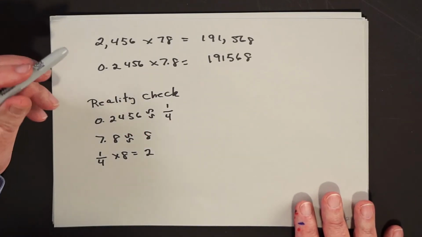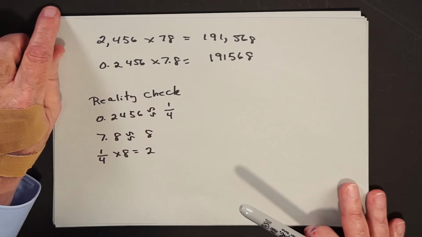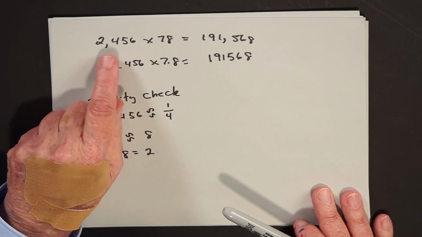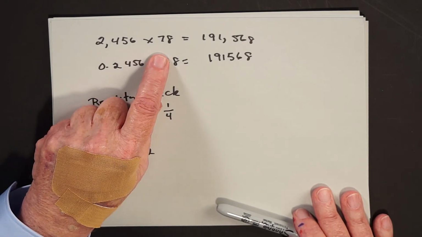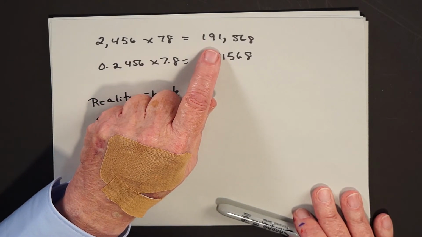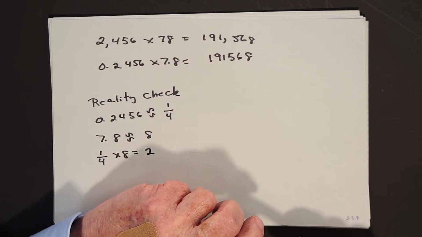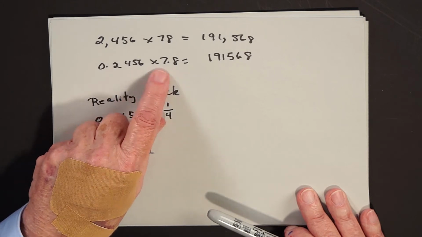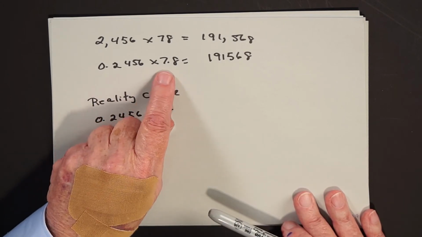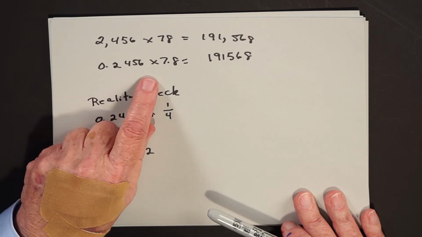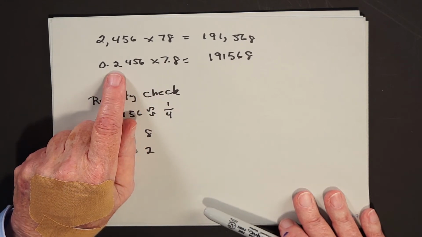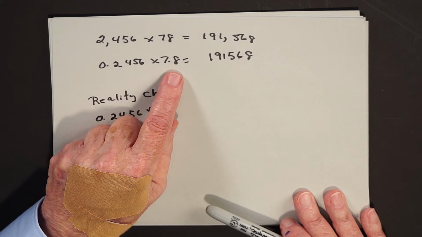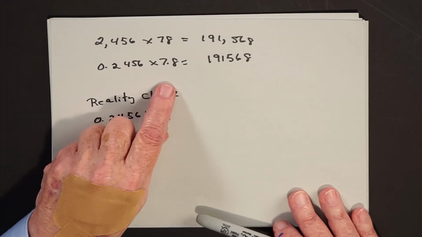Now, here's the trick to this problem. I told you in the problem itself that when you multiply 2,456 times 78, the answer is 191,568. Now, look at 0.2456 times 7.8. Are the sequence of digits the same here? Without the decimal point, does this look like 2,456? Does this look like 78? Sure. In other words, what's going to happen here?